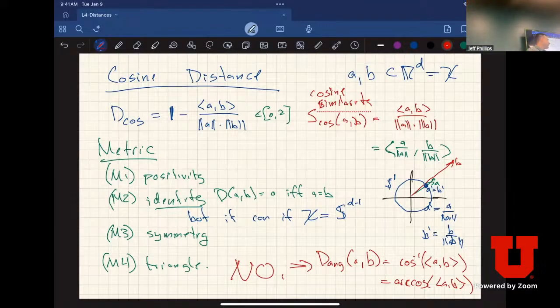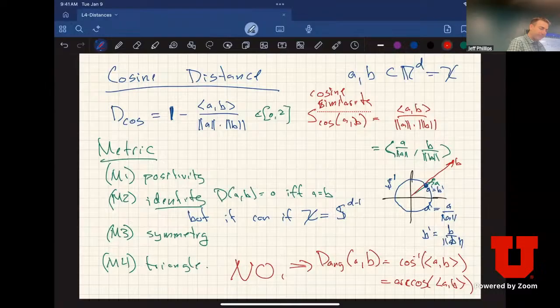You can change it in this way, and this is not really changing the order of things. If A is closer to B than C, then it will still be closer under this distance too. It's a monotone transformation, so it's not structurally changing anything. It's just harder to calculate.